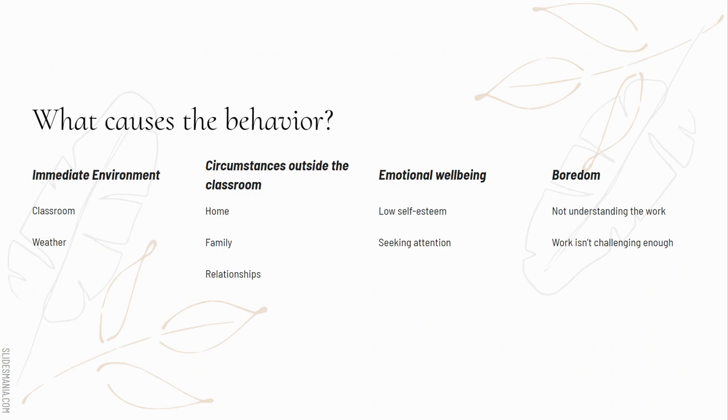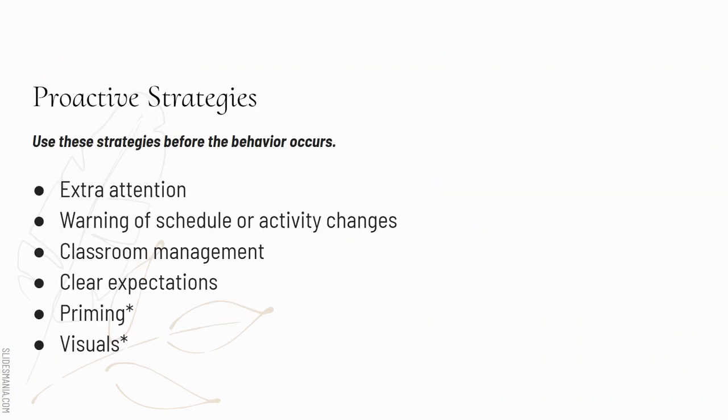So let's take a look at what causes the behavior. These are also known as setting events. The behavior could be a result of the immediate environment, such as the classroom or weather, circumstances outside of the classroom, such as home, family, or relationships, the student's emotional well-being, or simply boredom. Some strategies to use are providing extra attention to the students, warning of schedule or activity changes, classroom management strategies, providing clear expectations, priming, and visuals.